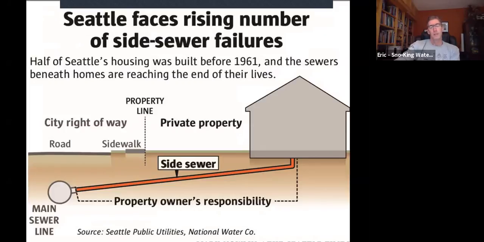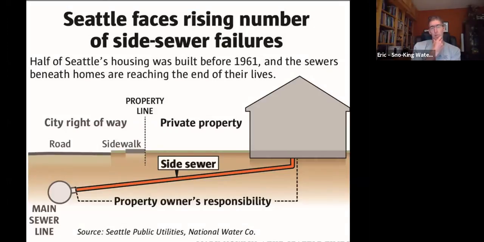Another place that bacteria can come from into streams and water bodies is from these things called side sewers. So people's homes are connected to the main sewer line through this side sewer, and these things can occasionally leak or actually get improperly connected. One of the groups that we were working with is called the Thornton Creek Alliance, and Thornton Creek has very high levels of bacteria. It's one of the major watersheds in Seattle.